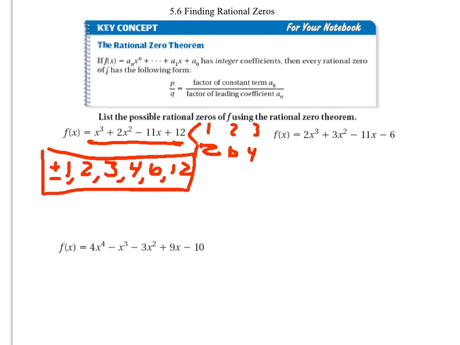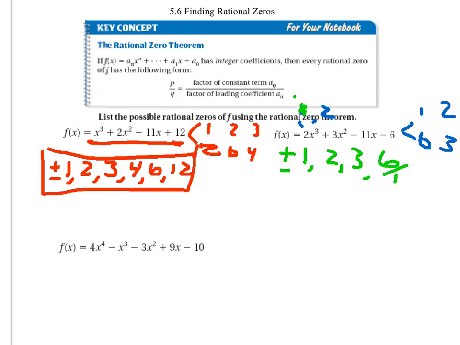Okay, so now we're going to turn our attention to the next one right here, where we take a look at the factors of 6 divided by the factors of 2. So the factors of 6 are 1 and 6, 2 and 3. And then the factors of 2 would be 1 and 2. So the possible factors that we can get out of that would be plus or minus 1 over 1, 2 over 1, 3 over 1, and 6 over 1, or 6. And then we now have that 1 as a denominator, so we can go ahead and get rid of that.